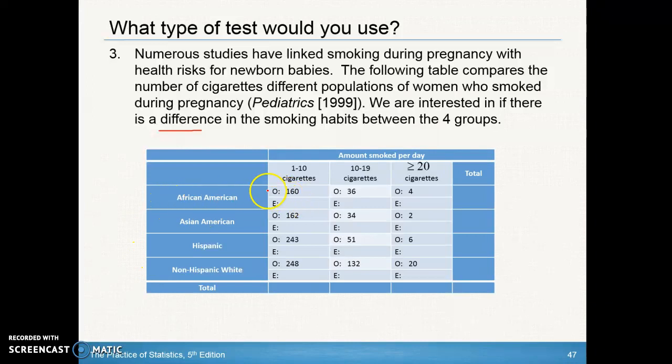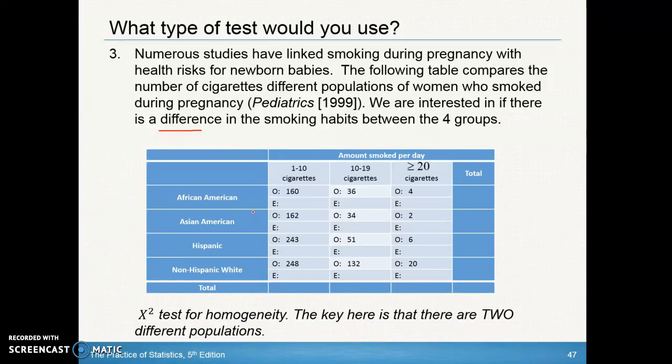Okay, now notice we have two different categories, but think about your population here. So is this the same population or different populations? This is different populations. The key here is that there are actually three different populations. We have those that smoked 1 to 10 cigarettes a day, 10 to 19 cigarettes a day, or more than 20 cigarettes a day. So keep in mind, as you're reading the question, you want to decide how many populations you have in order to determine if it's a chi-square test for homogeneity or independence.